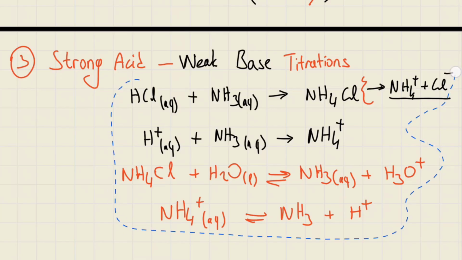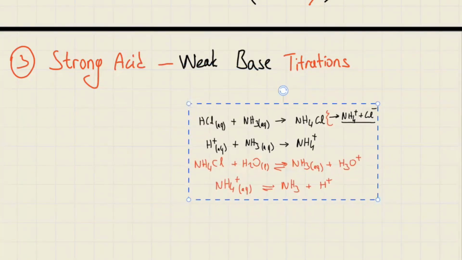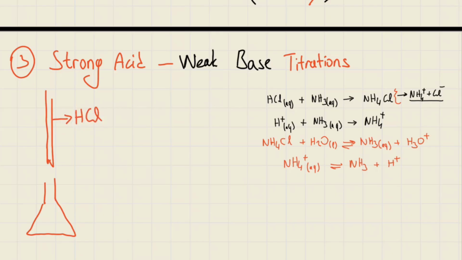So what we have here, we have a burette again, and we have an Erlenmeyer flask. In the burette we have HCl, and in the Erlenmeyer flask we have ammonia. So again we have 0.1 molar ammonia and 0.1 molar HCl, and ammonia is 25 milliliter.